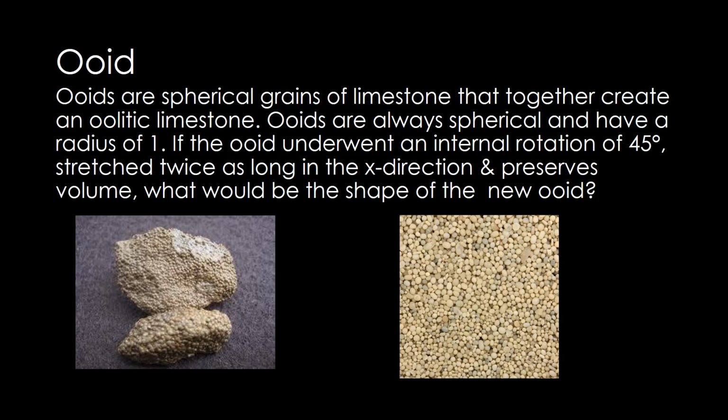We're now going to do a simple problem using ooids, which are the spherical grains of limestone that together create an oolitic limestone. They're always spherical and have, in this case, a radius of 1. We're going to understand what happens if an ooid went under an internal rotation of 45 degrees, stretched twice as long in the x direction, but preserved volume. What would be the shape of the new ooid?